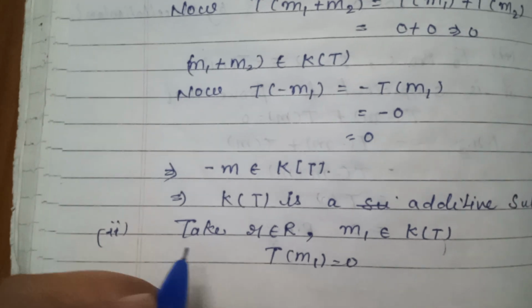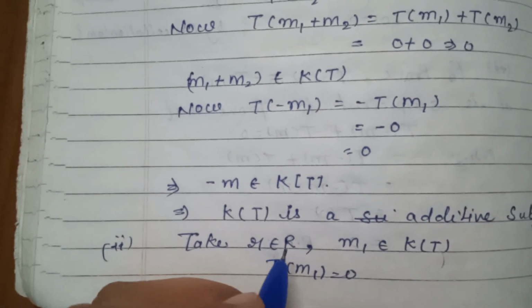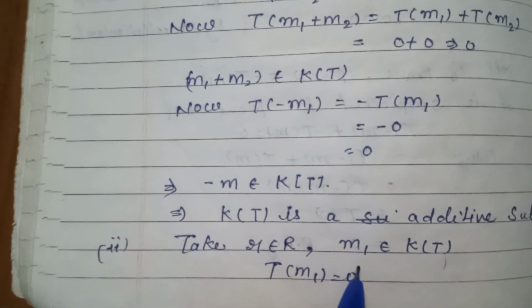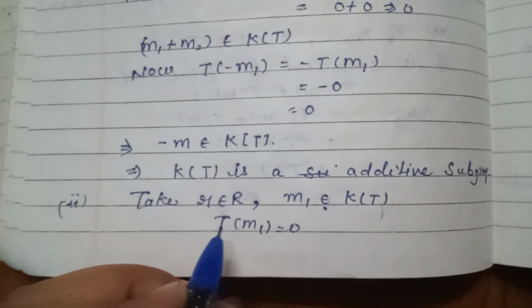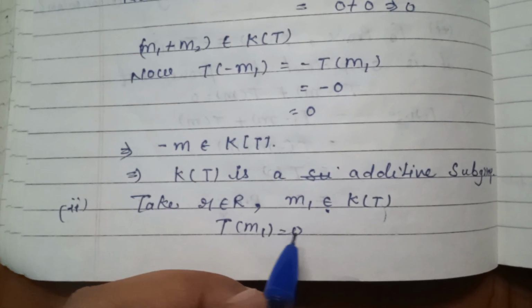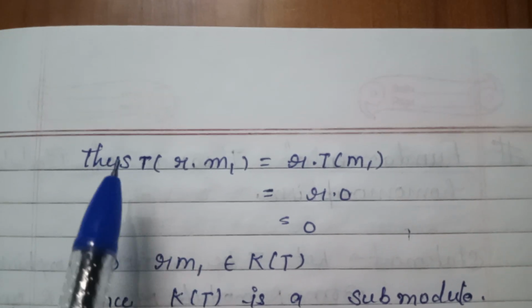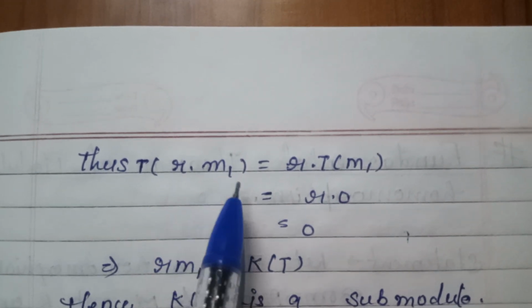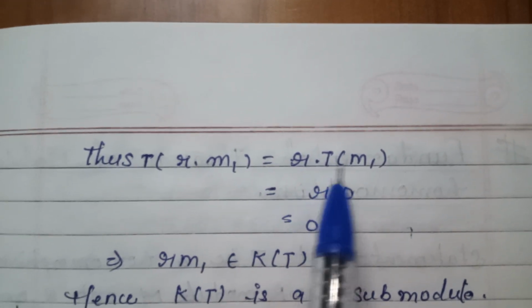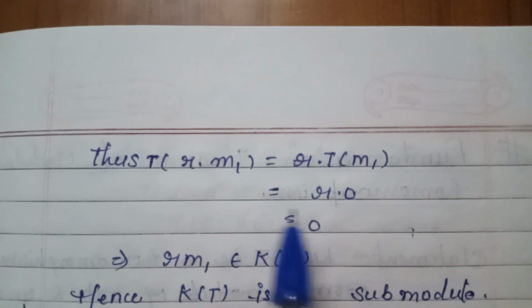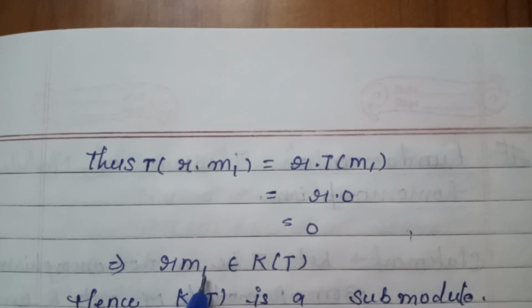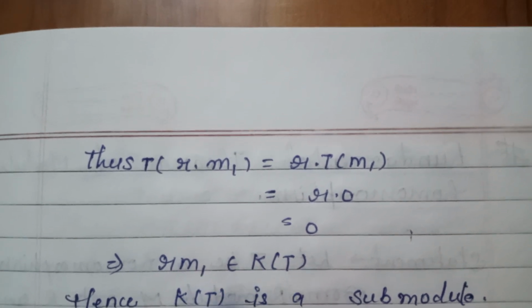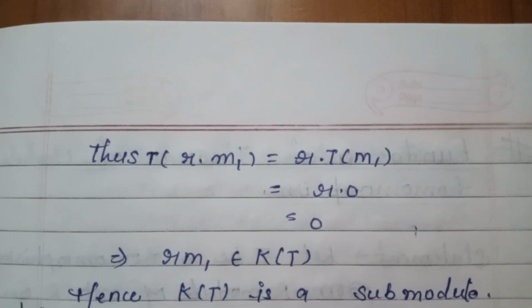Now the second is, take small r belonging to capital R. Here m1 belongs to KT, so T(m1) is equal to 0. Thus T(r m1) is equal to r T(m1), which is equal to r times 0, which is equal to 0. So r m1 belongs to KT, hence KT is a submodule.